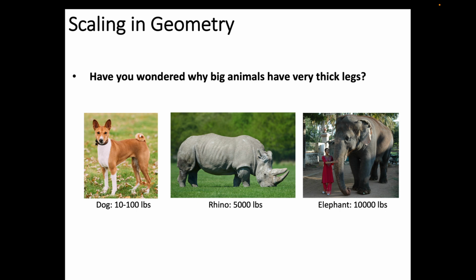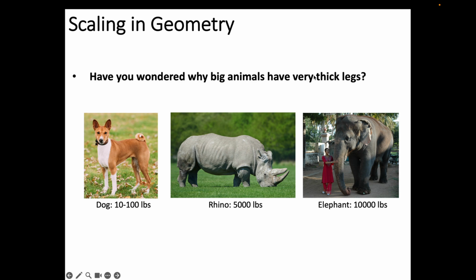If you look at the actual leg compared to the body size, you can see that the leg width is much wider. As we scale up, from a 10 pound animal to 5,000 pounds and then 10,000 pounds, the width of the leg is getting wider and wider. It doesn't scale up linearly, and that is essentially my point.